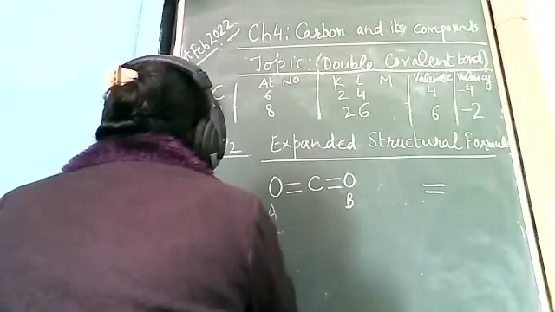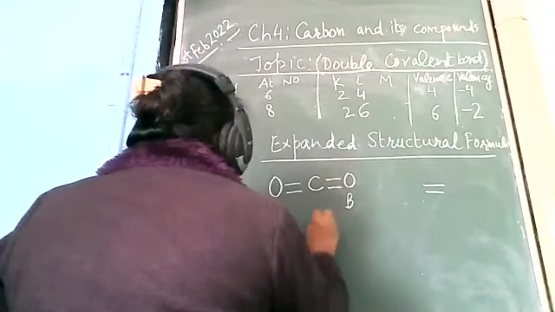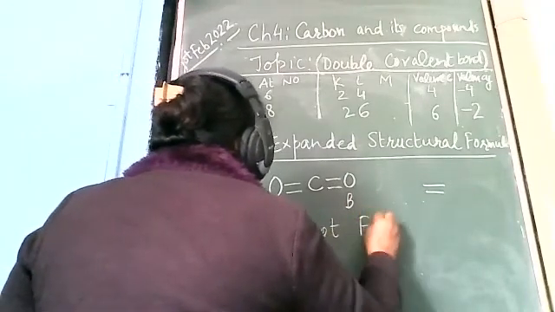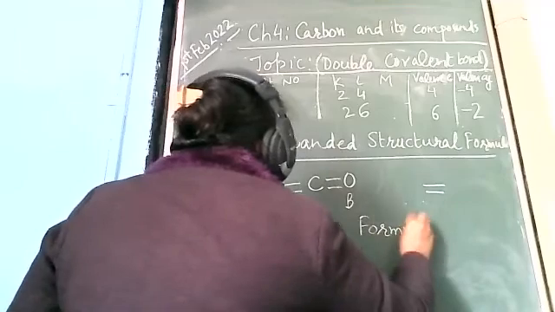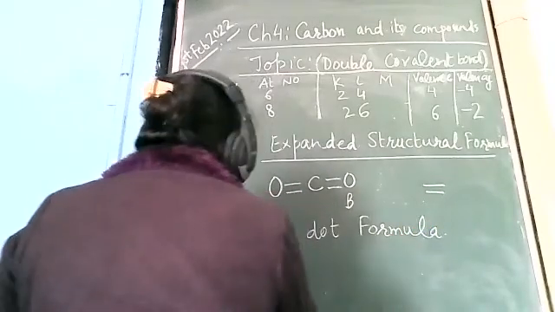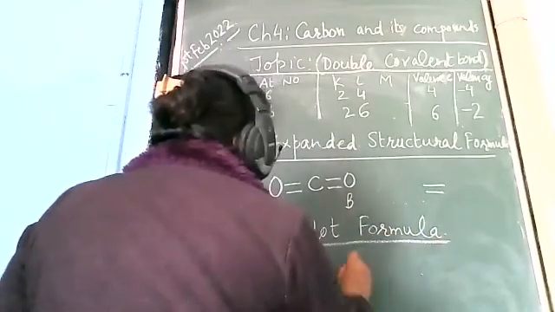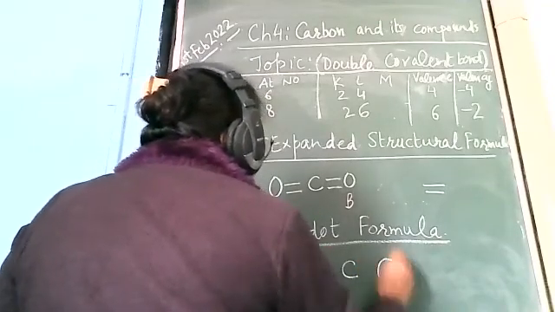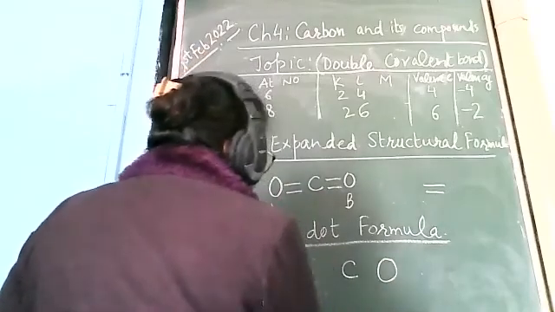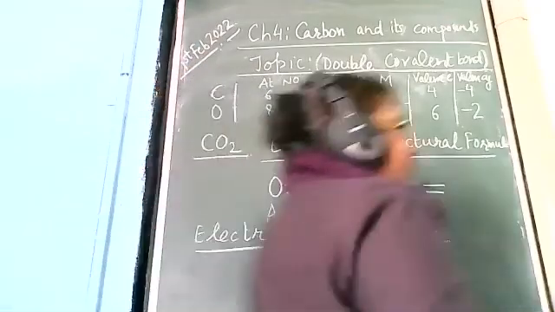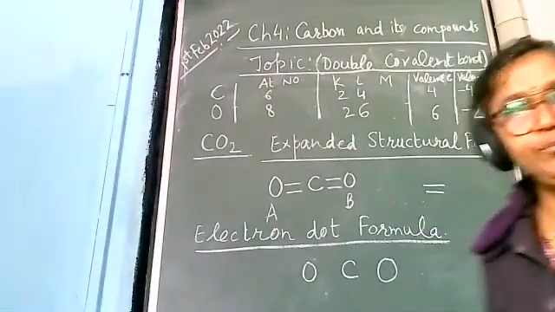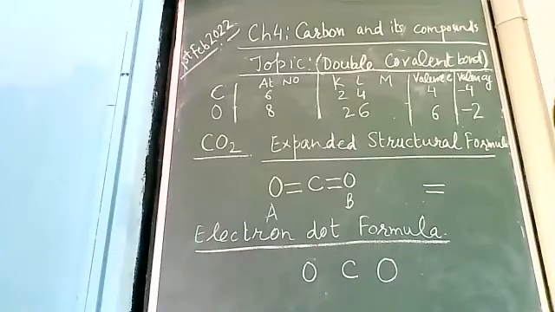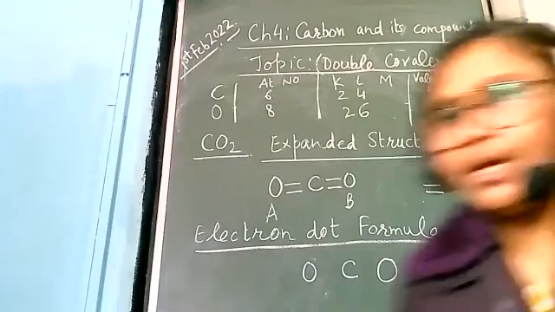How will we write it? With the help of valence electrons. We will show the valence electrons of carbon, and the valence electrons of oxygen as well. How many valence electrons are there in carbon? 4.